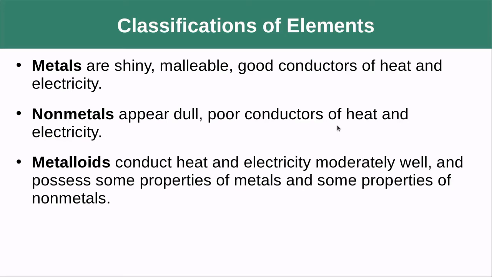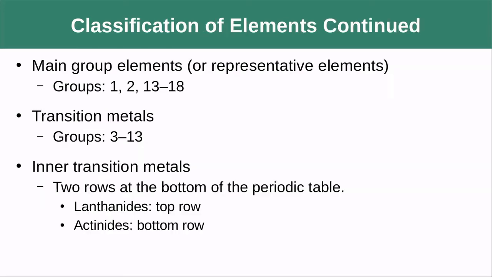So what are those? Metals are shiny, malleable, they're good conductors of heat and electricity. Non-metals appear dull, they're poor conductors of heat and electricity. And metalloids have properties somewhere in between. They conduct heat and electricity moderately well, and they possess some properties of metals and some properties of non-metals.